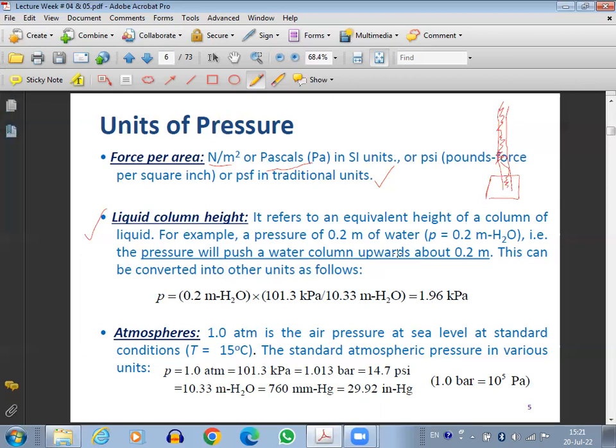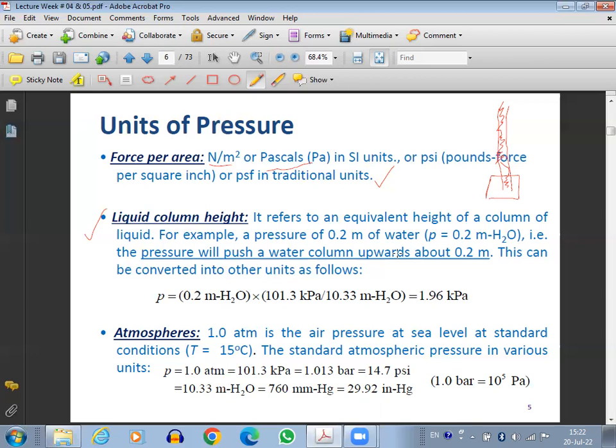Suppose I say 100 kilopascal. And suppose I know that if I take a liquid column of water which is 5 meters in height, that 5 meter liquid column of water is going to provide a pressure of 100 kilopascal. So either I can say 100 kilopascal, or I can say 100 kilonewton per meter square, or I can say 5 meter column height of water. They all mean the same thing. So liquid column height is another unit of pressure.